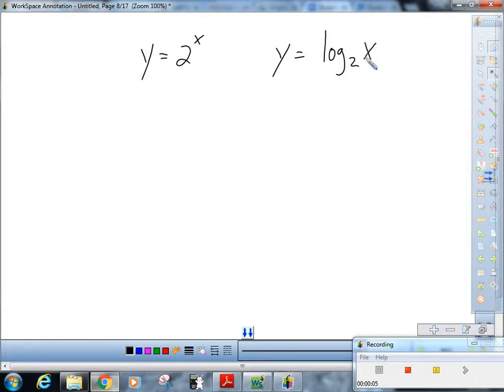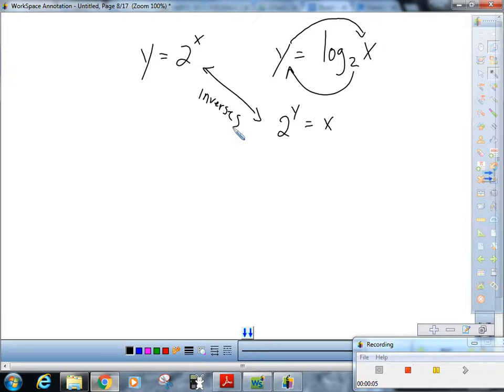Now I want you to remember the change of base formula that we learned yesterday and the day before. What thing in this equation is the base? 2. So you could also consider that 2 to the y equals x. So now what I want you to understand is that these 2 things are inverses.